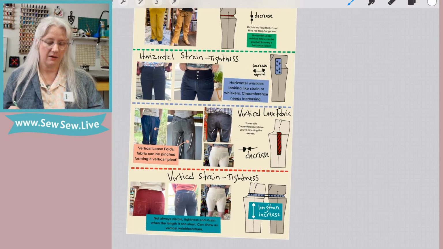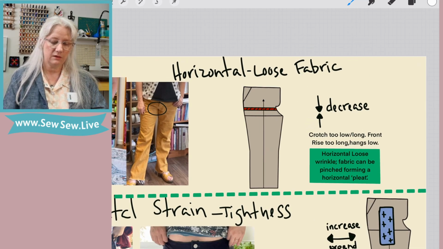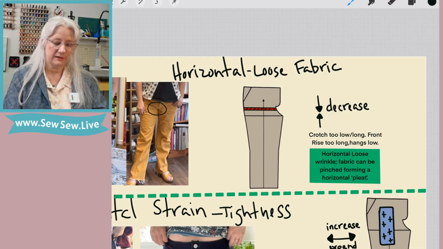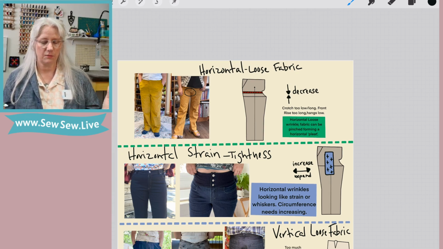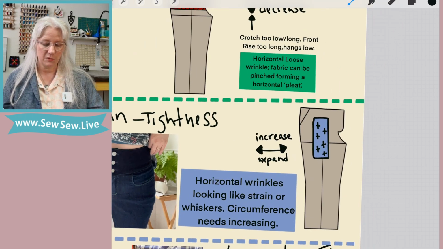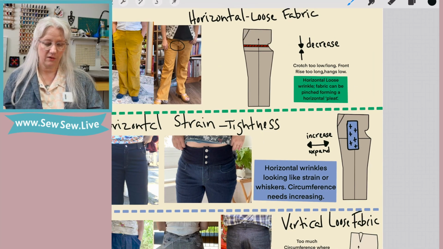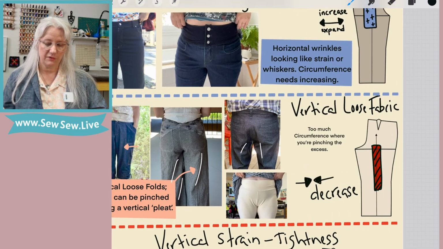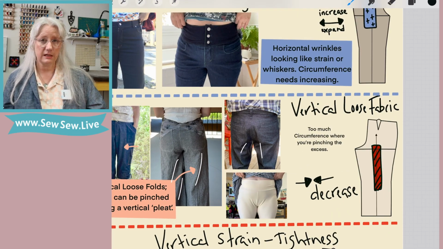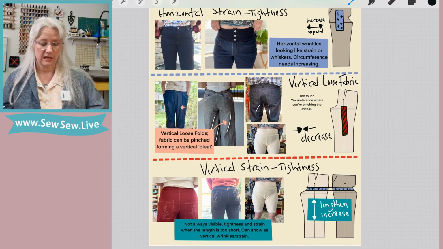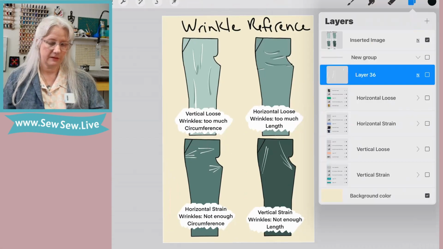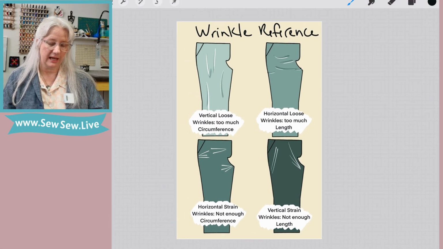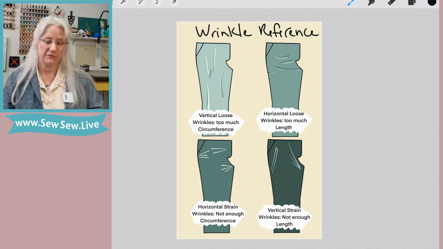So again, here we have our four. We have the loose, and you would want to decrease in length or wherever these wrinkles are. Here you would want to increase if you're having horizontal strain. Vertical loose fabric means you want to decrease in circumference, and then vertical strain, lengthen or increase it. And so here we have it again as those four things.